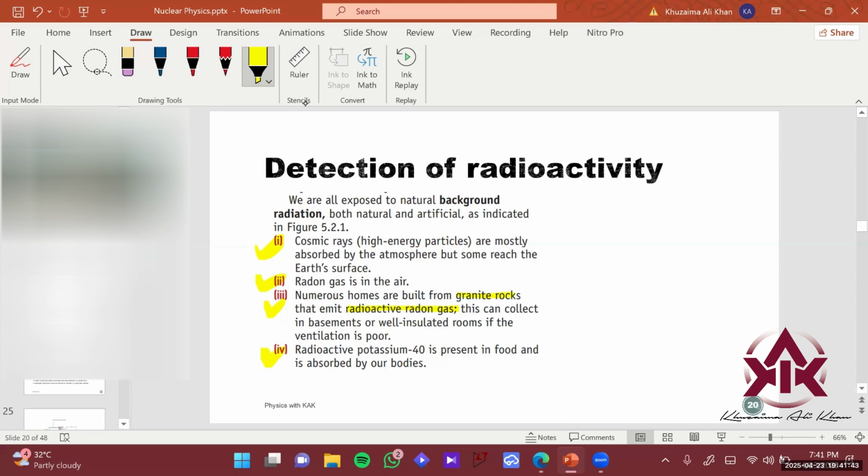Radioactive elements, that is potassium, are available in food and also in your banana. It is radioactive, but only slightly, right? If you take a food which contains potassium in a huge quantity, that might be harmful for you, right?